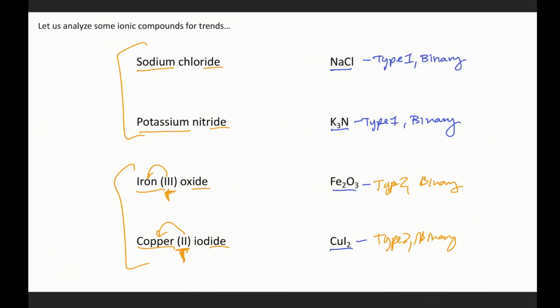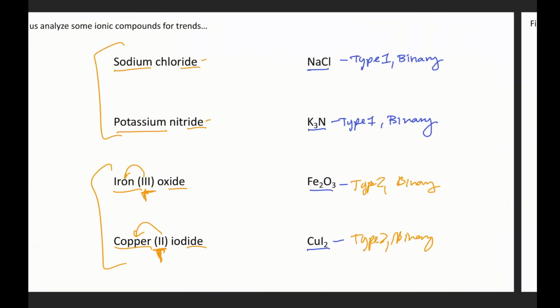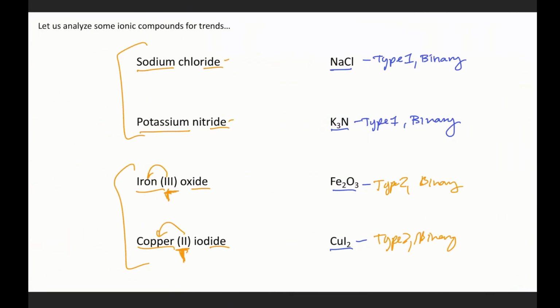So when we go back here, that should make sense. These two look different because there's a charge there. These don't have a charge because they're type 1s. Now, in terms of how to write the formula, I did not include that on this chart, but how to write the formula for an ionic compound is always about charge.